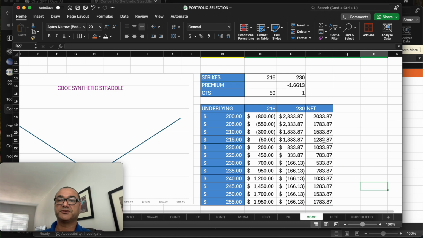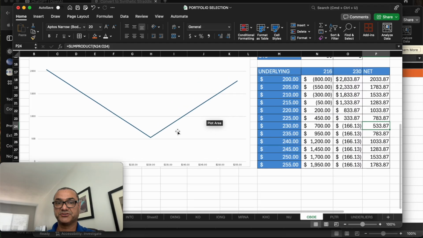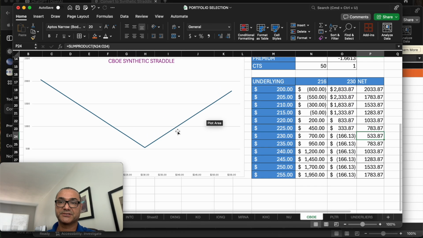So the important thing to note here is that at 230, my worst case scenario now, because I bought the put, is $533.87. And again, this is at expiration. So let's keep that in mind. When the option expires, then the situation changes. If I still have the 50 shares of stock, then I have a risk on 50 shares of stock.